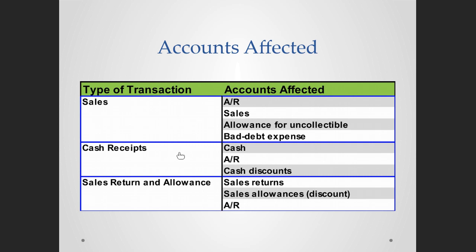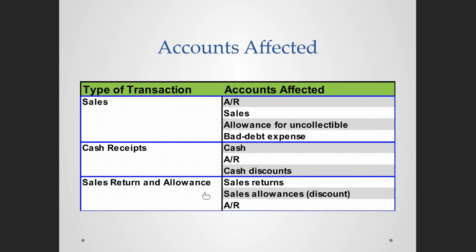The second type is the cash receipt. So when the cash is received, you debit cash and you credit accounts receivable. This is when cash is received. And if you have cash discounts, then that is also debited. Okay, so this is the second type of transaction.